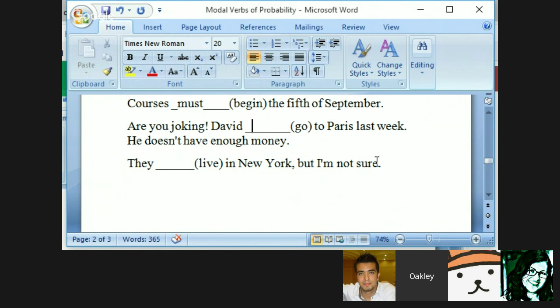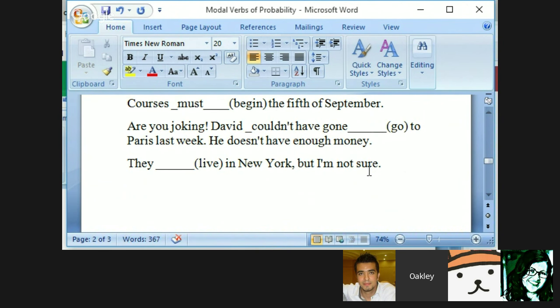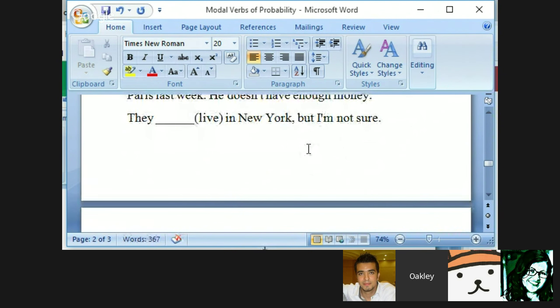Are you joking? David couldn't go to Paris last week. He doesn't have enough money. Okay. You got the right idea. Couldn't, but since it's last week, it's couldn't have. Yeah, there you go. Couldn't have gone to Paris last week. Okay. And we're going to look at modal perfects more closely tomorrow. Masa? What about this next one?